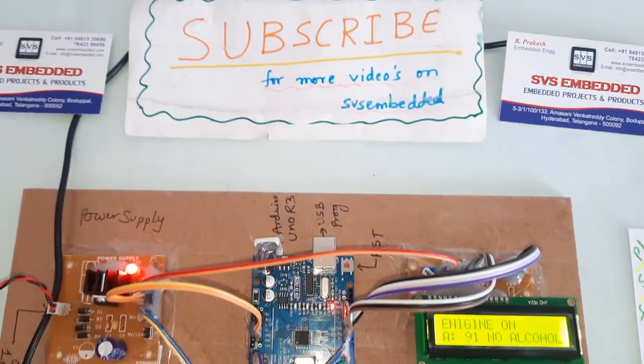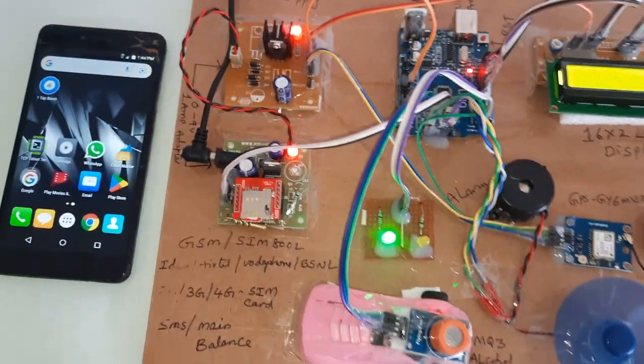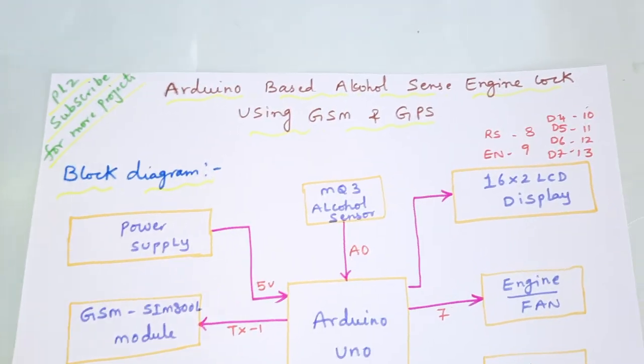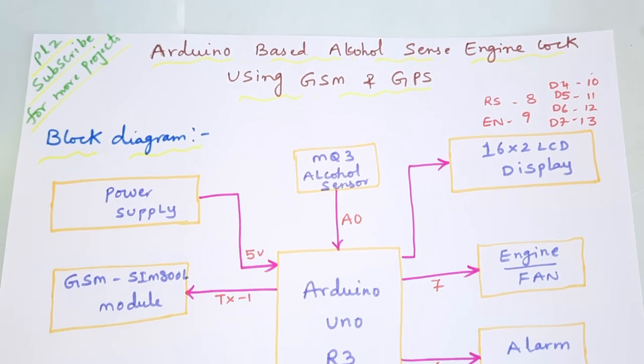Yeah, hi, we are from SVSEMBEDDED. The project title is Arduino based alcohol sensing engine lock using GSM and GPS.